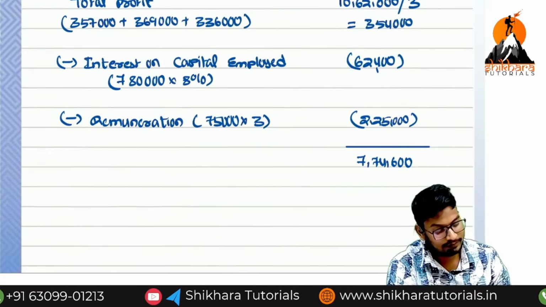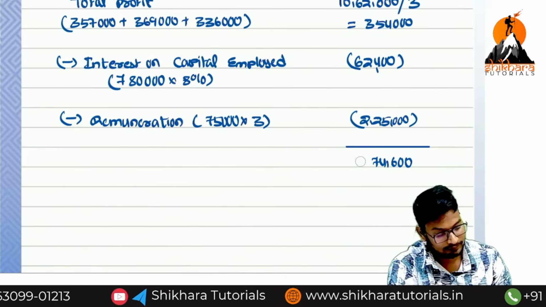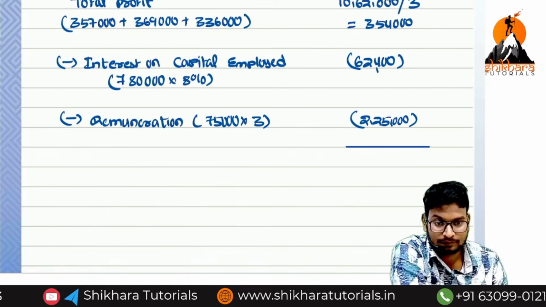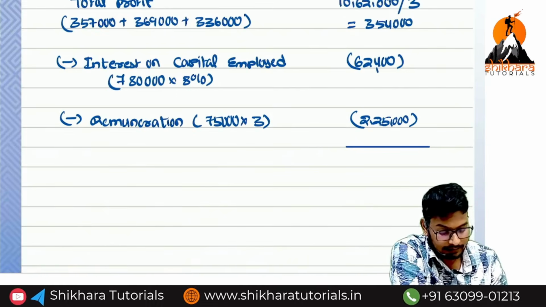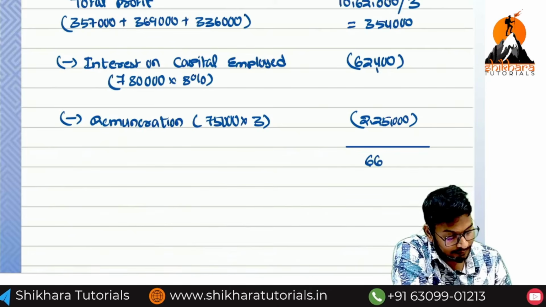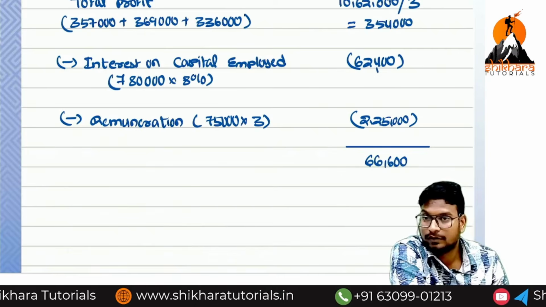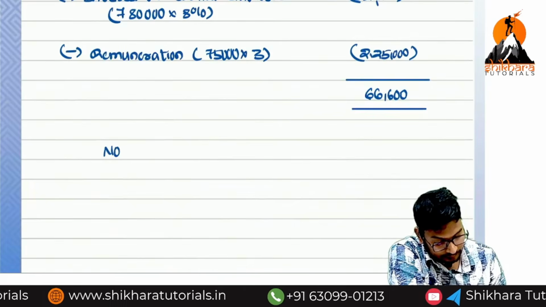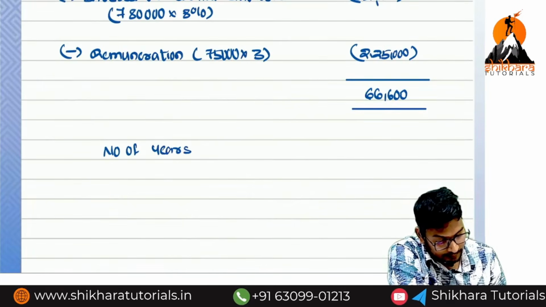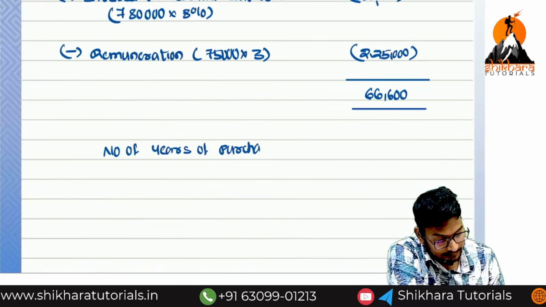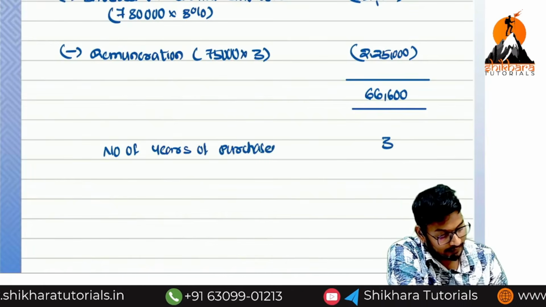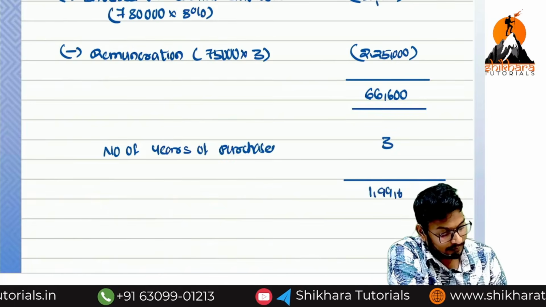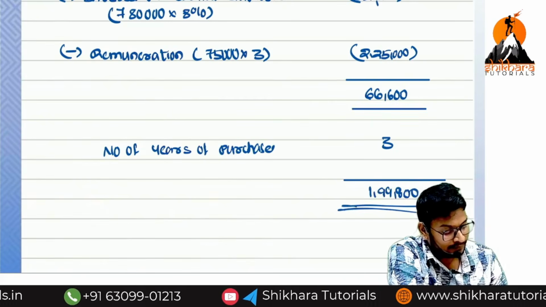3,54,000, and then reduce this one. So how much are you getting? You forgot to divide it by 3. How much? 10,62,000 divided by 3. How much? 66,600. Okay now. Into number of years of purchase, how much? Number of years of purchase is equal to 3. How much are we going to get in total? 1,99,800. This is the total goodwill.